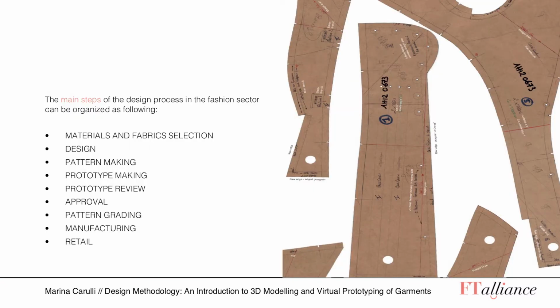There are several models to describe the design process in the fashion sector. In general, we can say that the main steps of the design process in the fashion sector can be organized as following. As first step, we have the materials and fabric selection. Then we move to the design step. Then we have the patterns making and the prototype making process. Then we move to the prototype review and to the approval of the final design solution. Finally, we have the pattern grading and manufacturing steps, and then the retail.